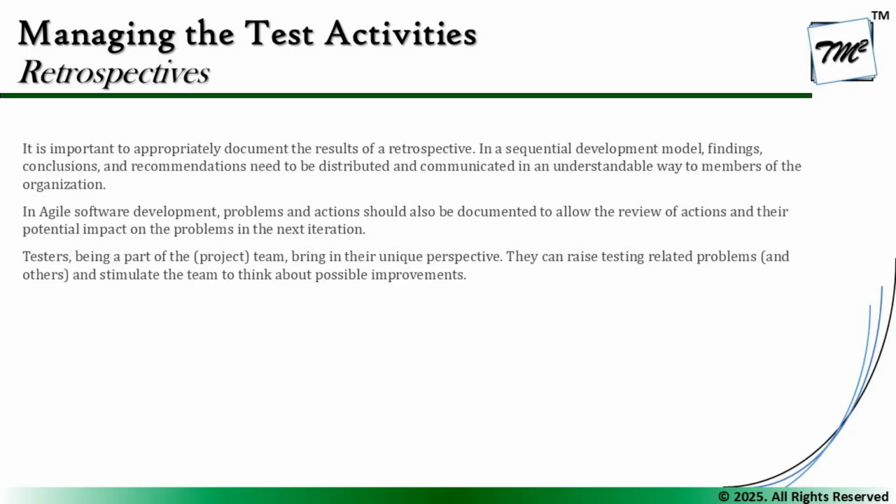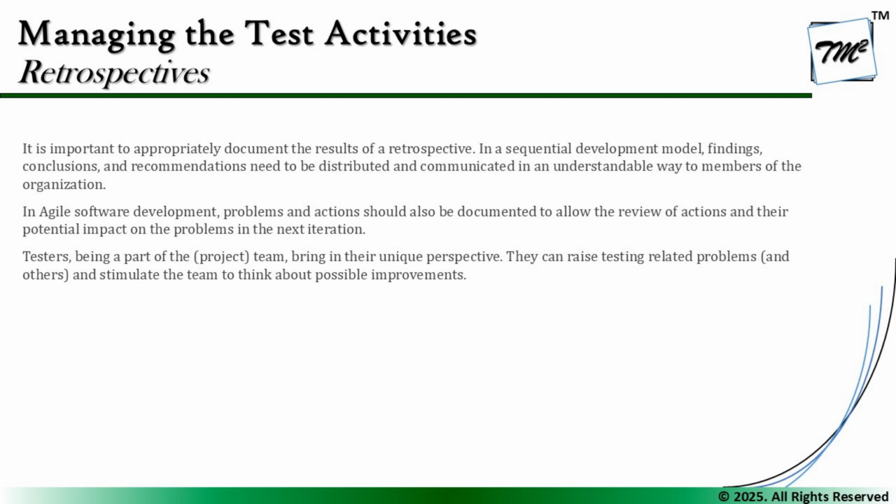So also to add here, in a sequential development model, findings, conclusions, and recommendations need to be distributed and communicated in an understandable way to the members of the organization. And similarly, when it comes to agile development model, the problems and the actions should also be documented, okay, to allow the reviews of action and their potential impact on the problems in the next iteration.